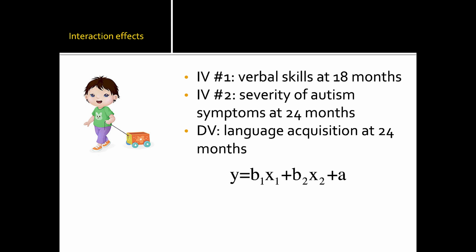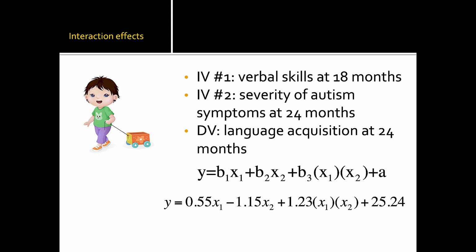analysis via regression. So what does it look like? Well, here's our IV number 1, IV number 2 that I mentioned, the dependent variable language acquisition. We start with our standard regression formula. This is the one that does not include the interaction. So here are our unstandardized coefficients for this particular equation. Now we add in the interaction term, and so we've got B3 there to assess the multiplied x1, again centered, but multiplied centered x1 with centered x2. And we get an equation that looks like this.